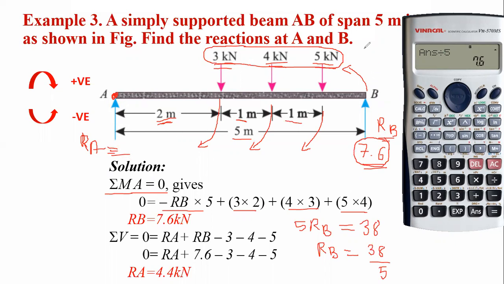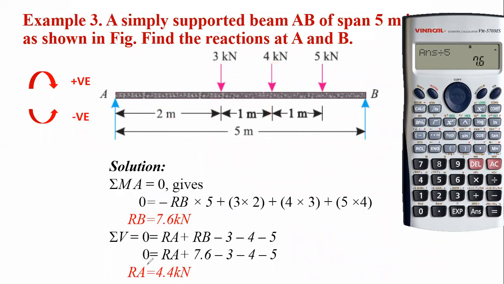Now let us see how to solve this one. To find out this reaction Ra, we take the summation of all vertical forces. Now here, Ra is going vertically upward. That's why it is taken as positive. Also Rb is going vertically upward. That's why it is also taken as positive. Minus: this 3 kilonewton force is going downward, 4 kilonewton force going downward, 5 kilonewton force going downward. That's why minus 3, minus 4, minus 5 are taken.